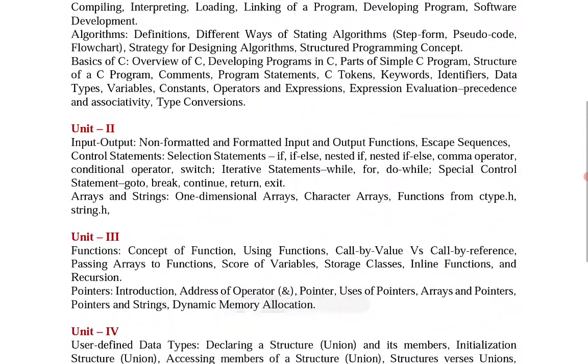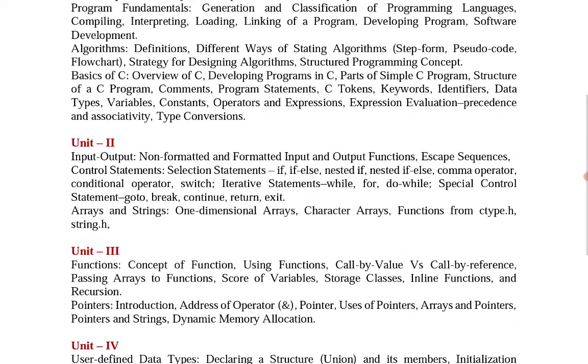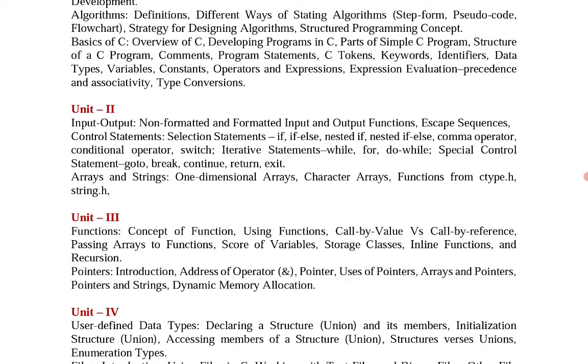What is the syllabus of the second unit? The second unit is like this: input output, non-formatted and formatted input output functions, escape sequences, control statements, selection statements, if statement, if else, nested if else, comma operator, conditional operator, switch, iterative statements, while, for, do while, special control statements, goto, break, continue, return, exit, arrays and strings, one-dimensional arrays, character arrays, functions from ctype.h, string.h. So, this is the syllabus.